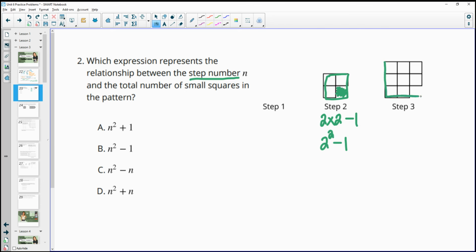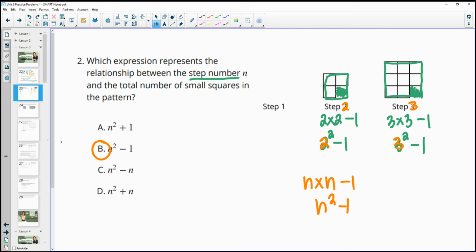And this one is a 3 by 3 square, but this one is missing. So we have 3 times 3 little squares, and then we're going to subtract 1. So that's like 3 squared minus 1. And so we see that step number coming into the pattern here. So if we had step n, then we could have n times n squares minus 1, or n squared minus 1, which is option B.